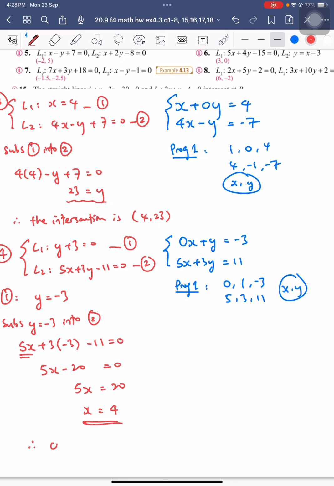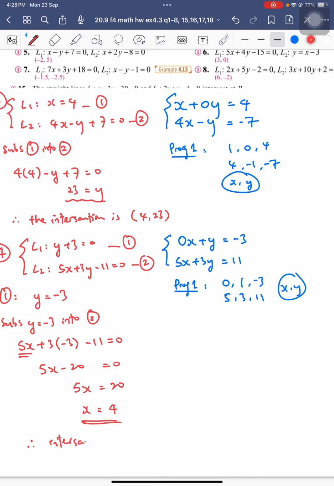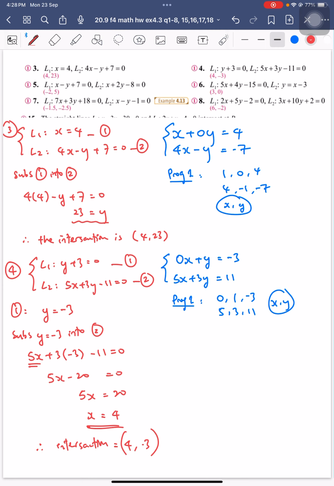So the intersection is (4, negative 3). Okay, so that's for question 3 and 4.